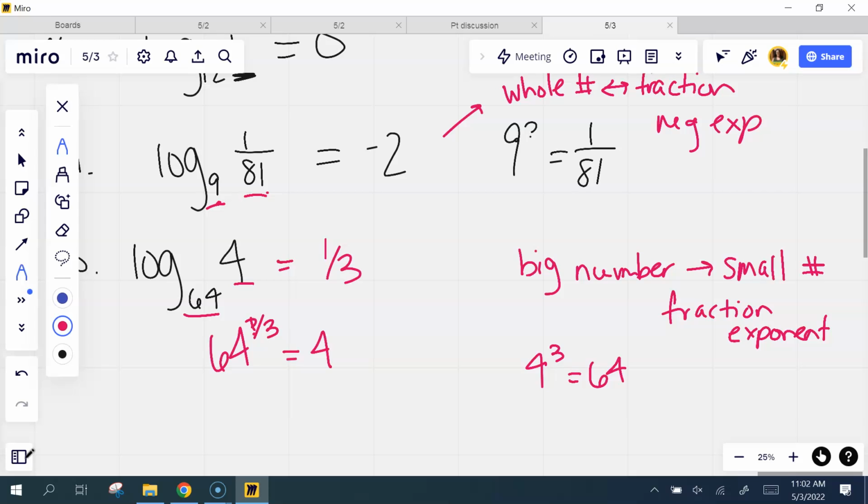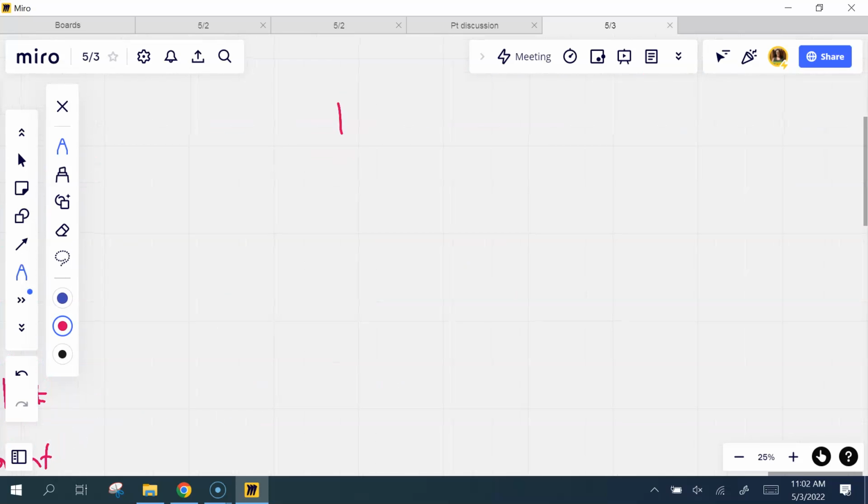What do you think it is? Log base 2 of 64. 6. Why is it 6? 2 to the what power gives you 64? 2, 4, 8, 16, 32, 64.